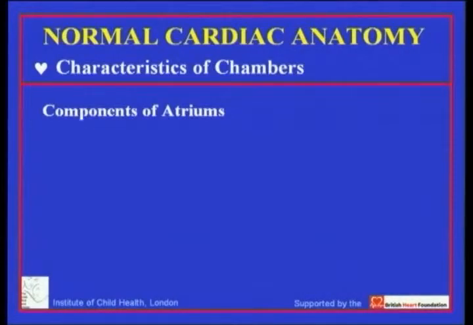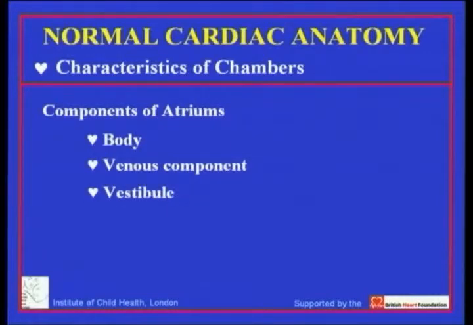Let's start with looking at the atrial chambers. So, how many components are there in the atriums? There are the same number of components in the right atrium and in the left atrium. Well, for starters, there is a body of the atrium, much better seen in the left atrium than the right atrium, but not generally well recognized. The venous component, obviously, is well known to one and all.